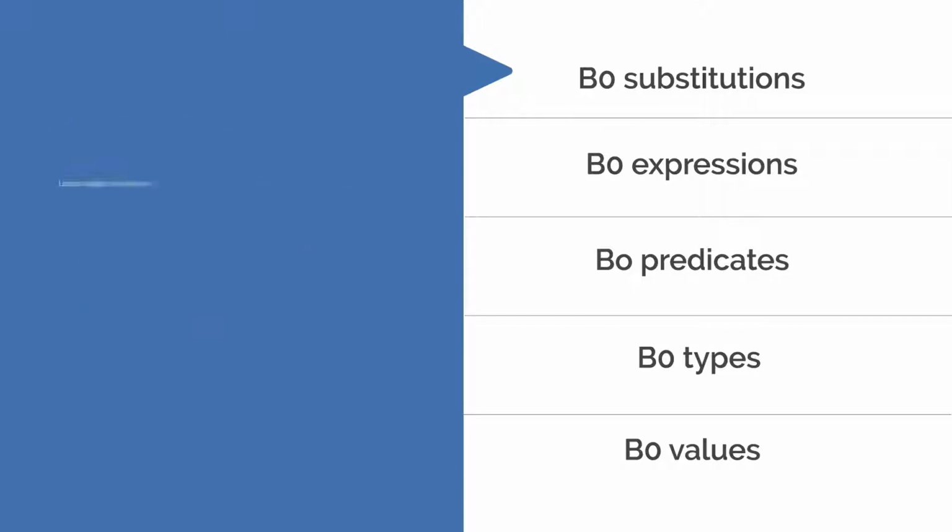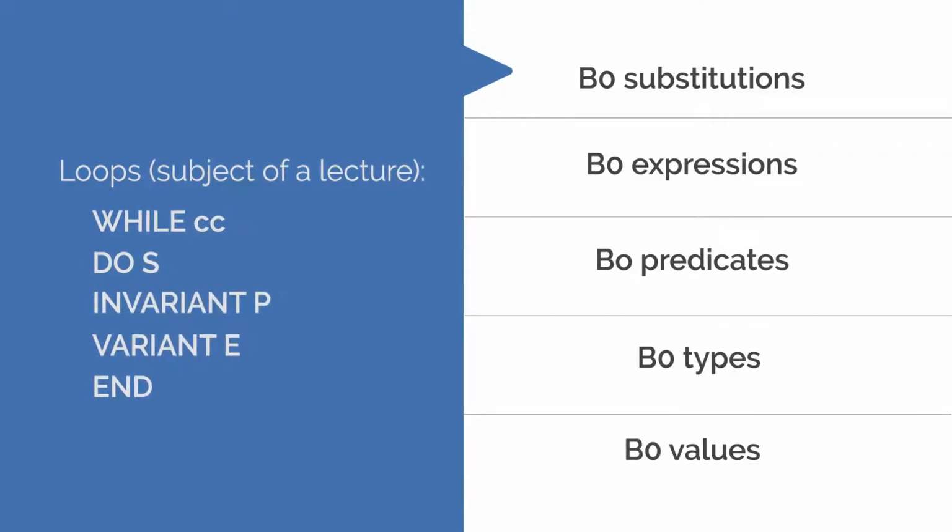We also have loops in the implementations. And loops is a special subject which we will be dealing with in another lecture. So in this command, while the condition CC is true, we do the command S. And throughout the behavior of the loop, the invariant, the predicate P, is satisfied. And the variant E, which is a natural number expression, must be reduced in every iteration. But as I said, we'll be dealing with this subject in another lecture.